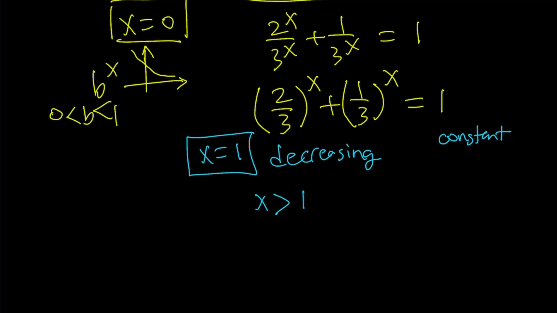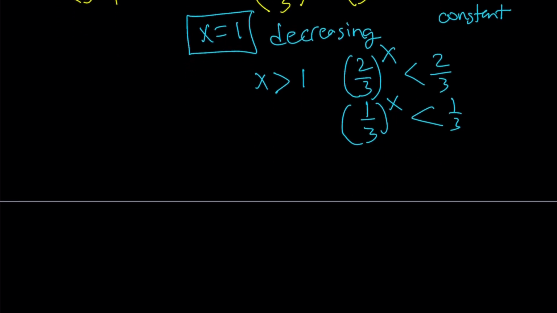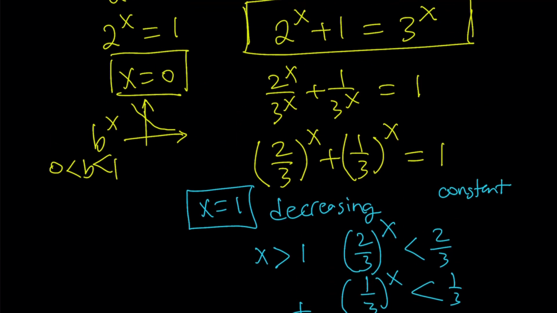So if x is greater than 1, then 2/3 to the power x is going to be less than 2/3. And 1/3 to the power x is going to be less than 1/3. And this sum here, which is supposed to be 1, is going to be less than 1. 1 is less than 1. This is nonsense. And for x less than 1, we get something similar, right? So don't worry about it. We don't get any other solutions from here. So that's pretty much it, right?